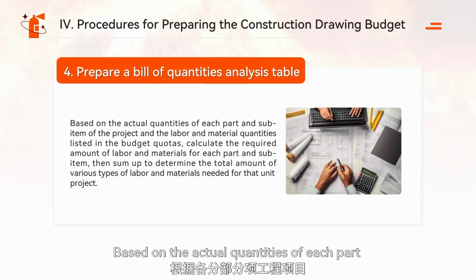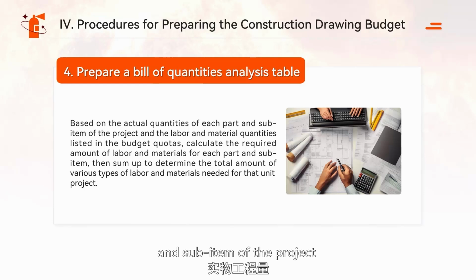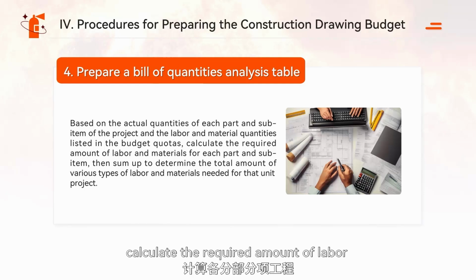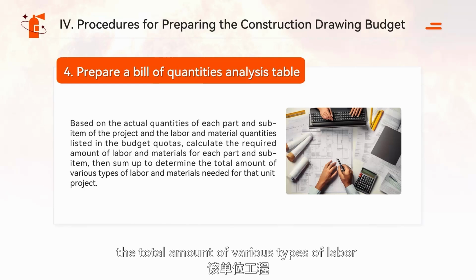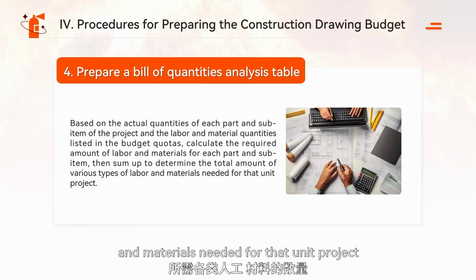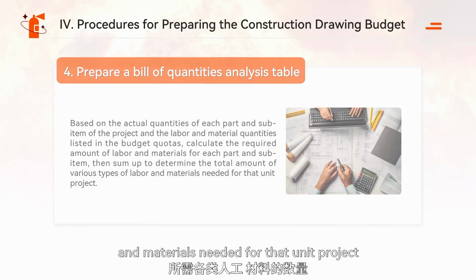Based on the actual quantities of each part and sub-item of the project and the labor and material quantities listed in the budget quotas, calculate the required amount of labor and materials for each part and sub-item, then sum up to determine the total amount of various types of labor and materials needed for that unit project.